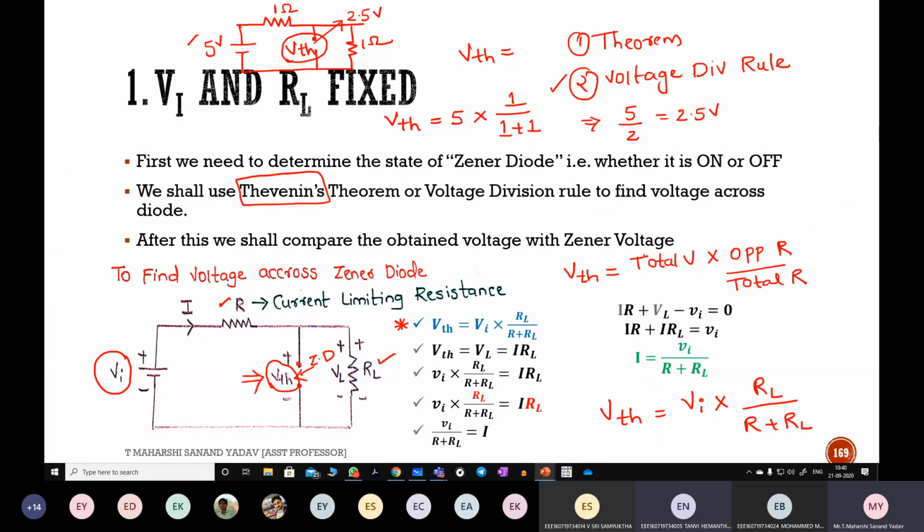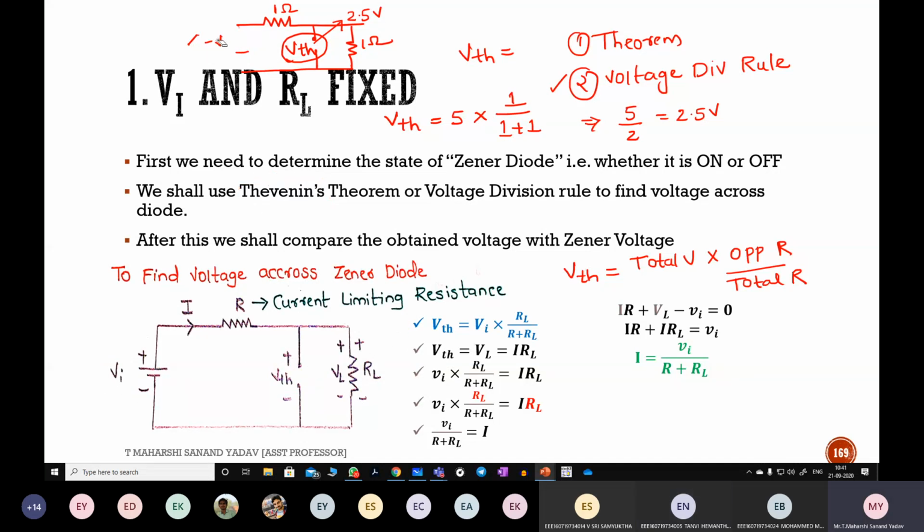Sir, can you explain that once again? Okay, please make a note. VTH is equivalent to total voltage into opposite resistance by total resistance. This point is very important. This is the formula for the voltage division rule: VTH is total voltage into opposite resistance by total resistance.